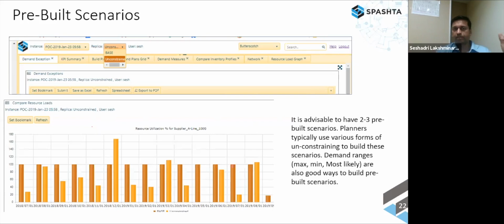Let's say I did not have capacity issues, or I did not have to consider capacity at all. Then what would my plan look like? Would I be able to satisfy all the demand now? Or if I did not have materials, what would my plan look like? And all this is done not after the plan is done, but it's pre-built, which means it is available to me as a planner, as a scenario, at the time of running the plan itself.